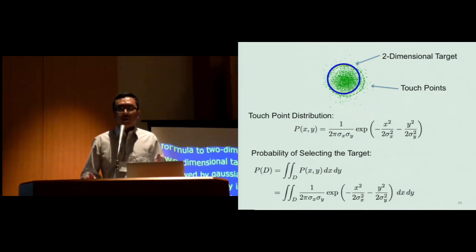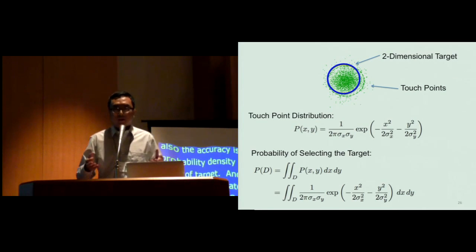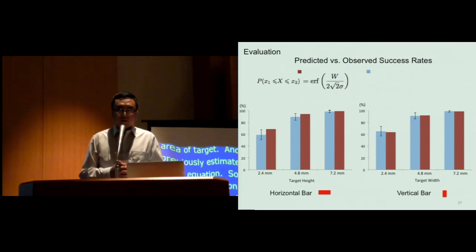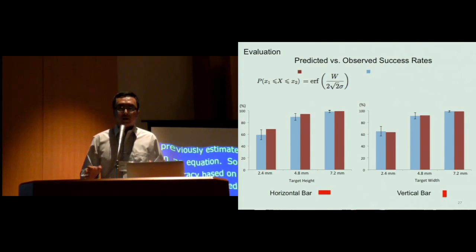So now I just showed you how we derive the model based on some reasonable assumptions and mathematical principles. The next step, we ran studies to evaluate these models. So we ran a study with 12 participants. They performed target acquisition tasks with different target sizes and shapes.